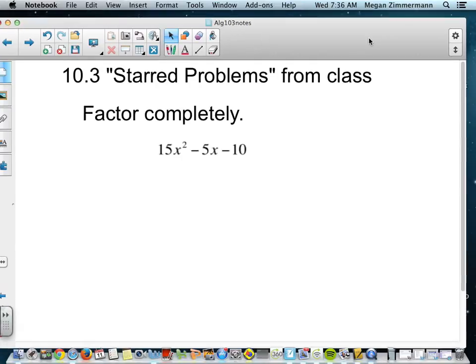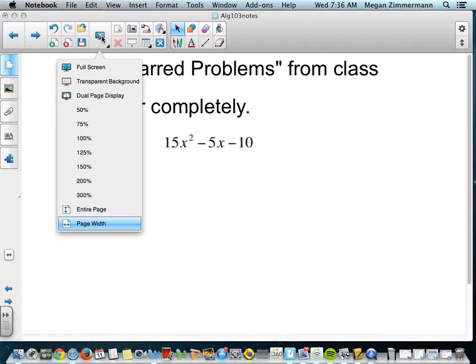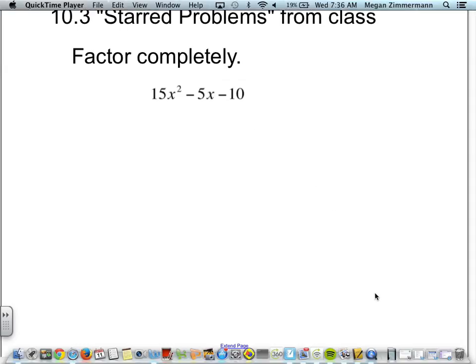I wanted to make a video for you guys to go through those highlighted problems that we did in class for section 10-3. So here's the first one that we did. We wanted to factor completely 15x squared minus 5x minus 10. So the first thing you do is factor out the GCF.